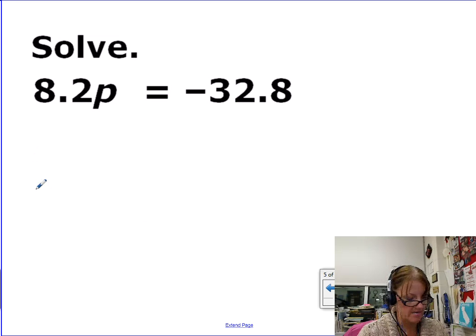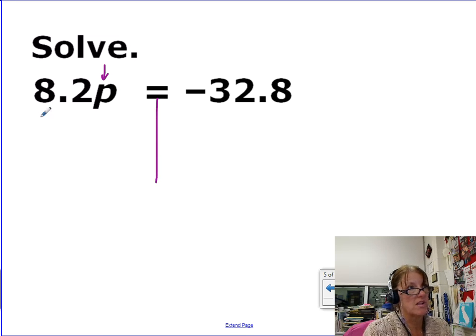Let's look at this guy. You have 8 2/10 p equals negative 32.8. All right, so the first thing I want you to do is locate your variable, which is right here. Oh, letter P again. Must have been on a P mode that day, like in that variable. So the first thing we're going to do is say, well, I need to undo the 8.2 that's being multiplied.